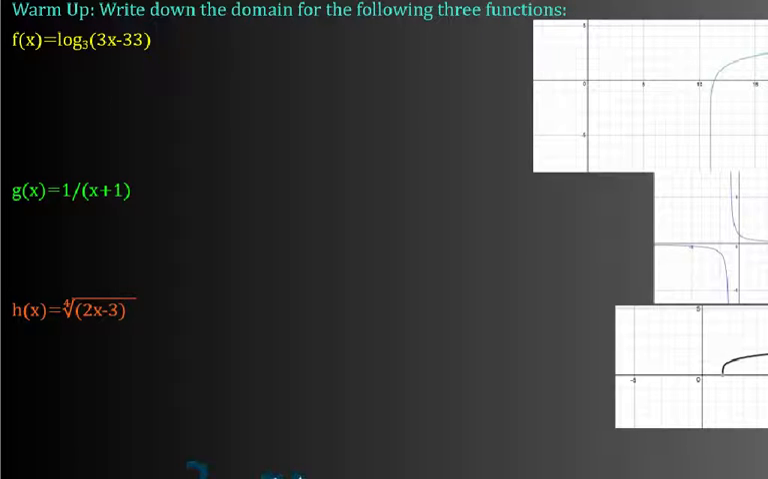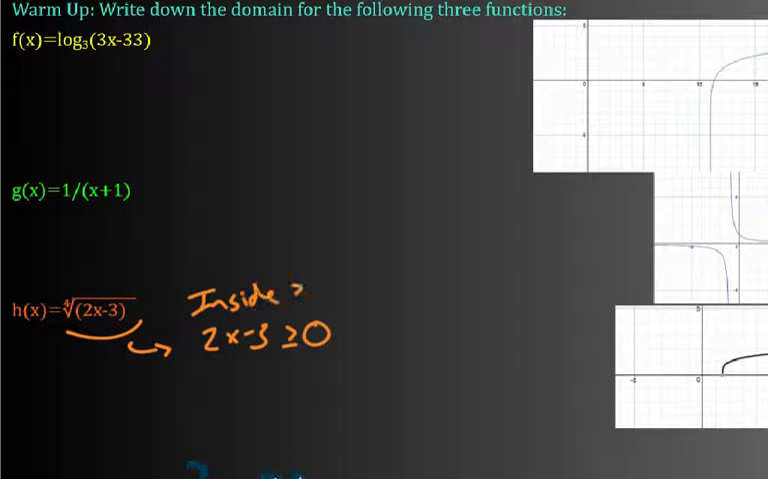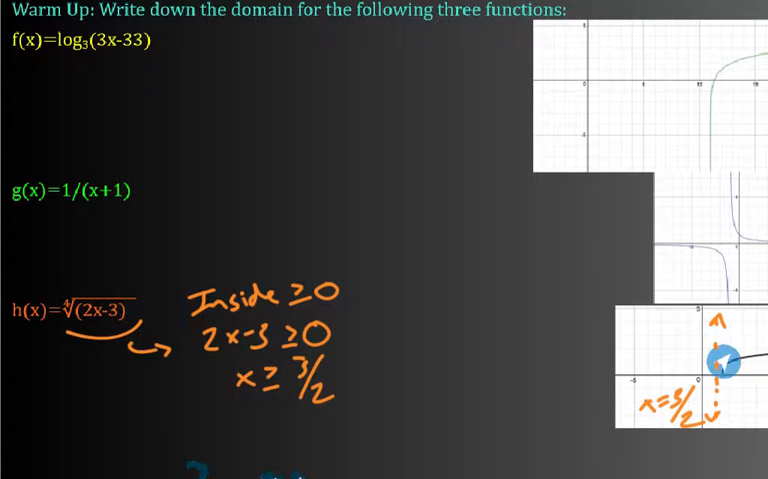We did these very recently. We know that for those ones, we just take whatever is inside and set it greater than or equal to 0. So here, x would just be bigger than or equal to, nope, not 2/3, bigger than or equal to 3/2. It's hard to see, but that's x equals 3/2, that vertical line, and that root function is defined just bigger than or equal to 3/2.